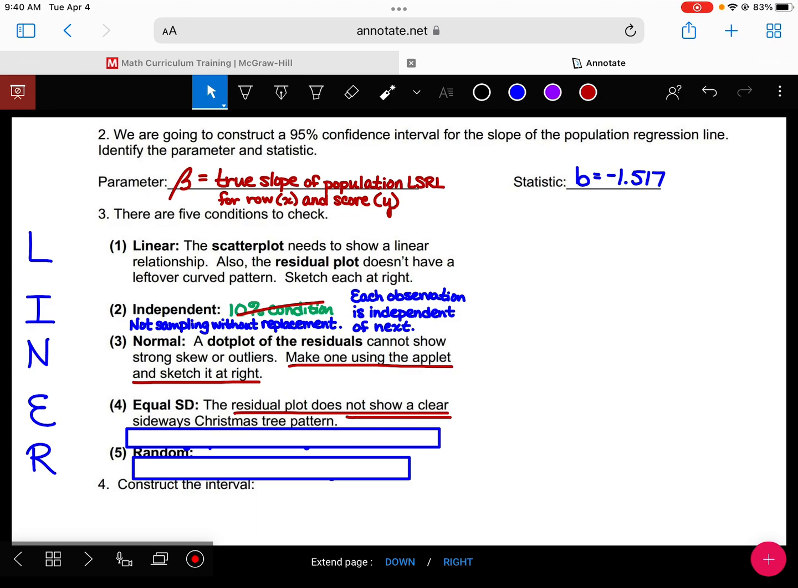Checking independence. To check normality, I'm going to look at the dot plot of the residuals. It can't show a strong skew or outliers. Does the dot plot of the residuals show a strong skew or outliers? Then we would say it's approximately normal. It asks you to make a quick sketch of that. Show the dot plot of the residuals.